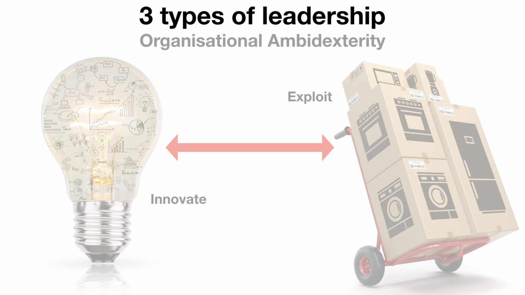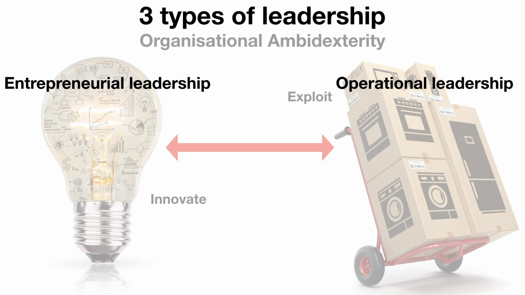So the first realisation is really around the types of leadership that are required for each of these activities. On the innovative side, you need somebody who's entrepreneurial, so you need entrepreneurial leadership. On the exploitative side, you need what we call operational leadership, so the ability to do the day-to-day running of the organisation, make sure that the products or services are going out at the required quality, and that we're making sales or delivering whatever the service is.